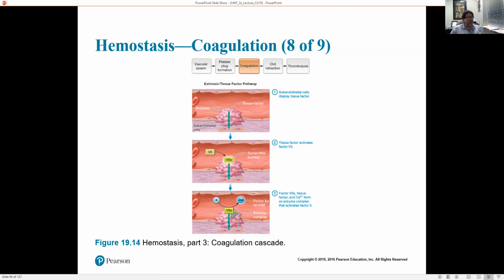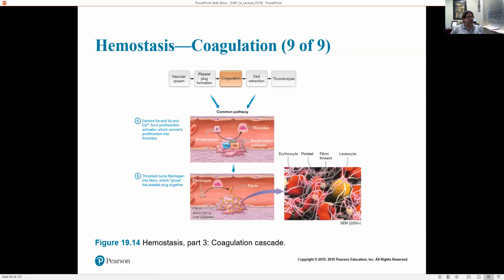Not a very good picture, some of the worst pictures in the book. I'll give you a handout that shows that. Just know the difference between the two.